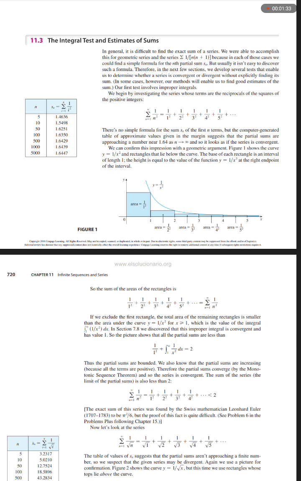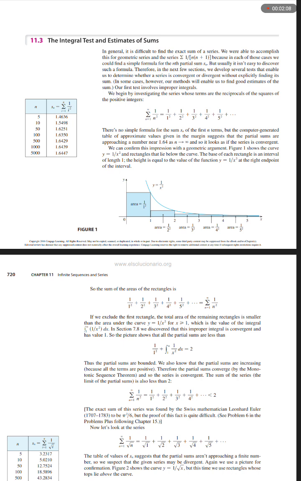There is no simple formula for the sum s sub n of the first n terms, but the computer-generated table of approximate values given in the margin suggests that the partial sums are approaching a number near 1.64 as n approaches infinity, and so it looks as if the series is convergent. We can confirm this impression with a geometric argument.